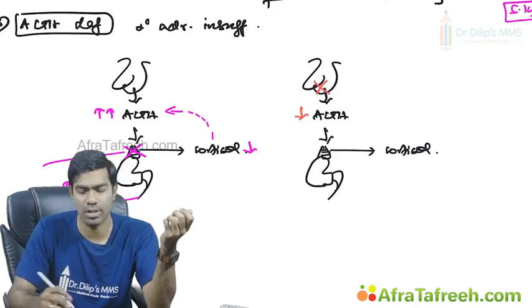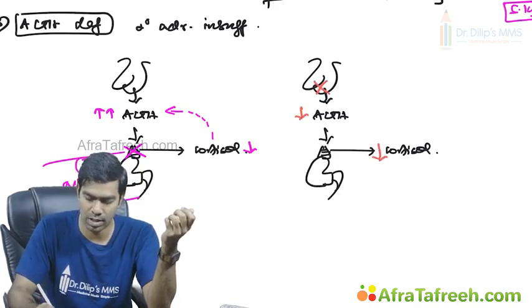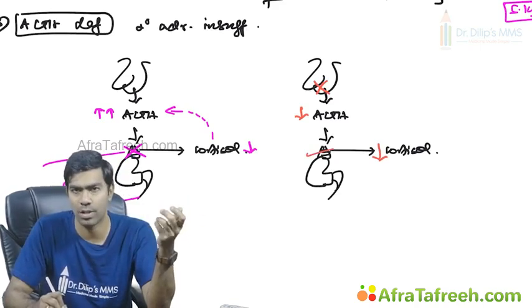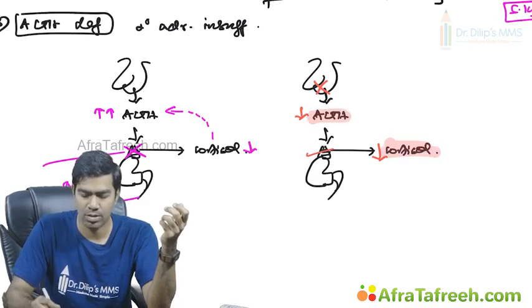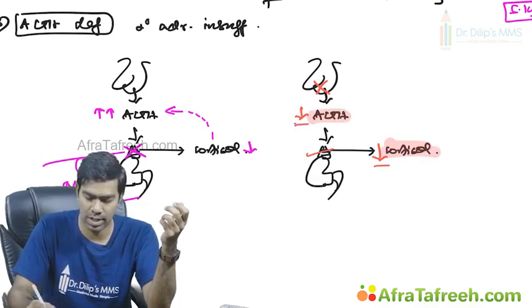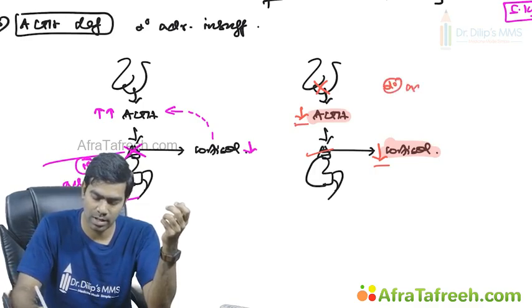Because of that, there will be low ACTH. Because of that, there will be low cortisol. Here, the adrenals are okay, at least anatomically and functionally. Just low cortisol is due to low ACTH. So low ACTH, low cortisol indicates it's a secondary adrenal insufficiency.